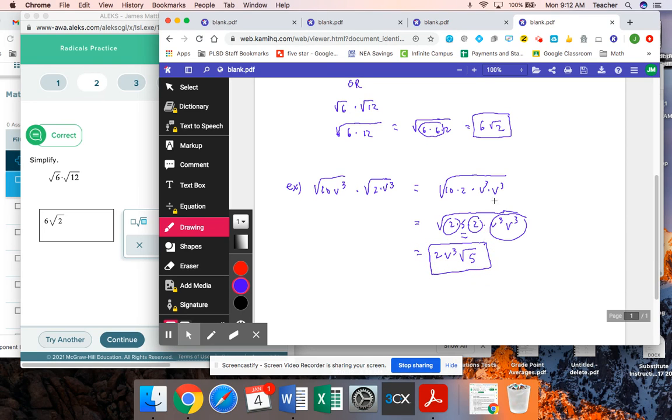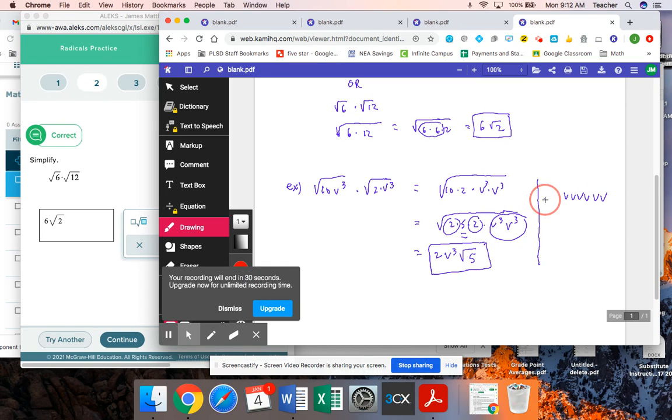Even though I have variables, it's the same thing. Now, I guess I could have just done the v's out. 1, 2, 3. 1, 2, 3, like right here. And then the 5 times 2, and then the times 2. And I would still end up with the same thing. 3 v's, 1, 2, and a 5 still underneath. Same idea.